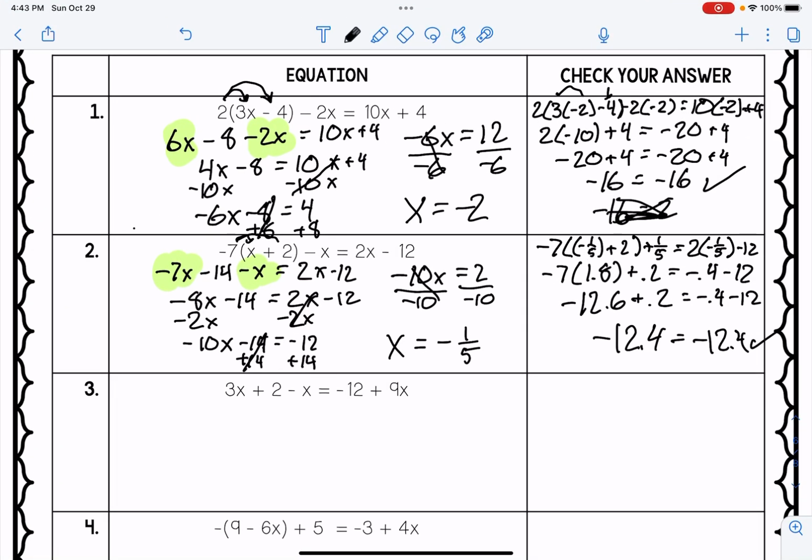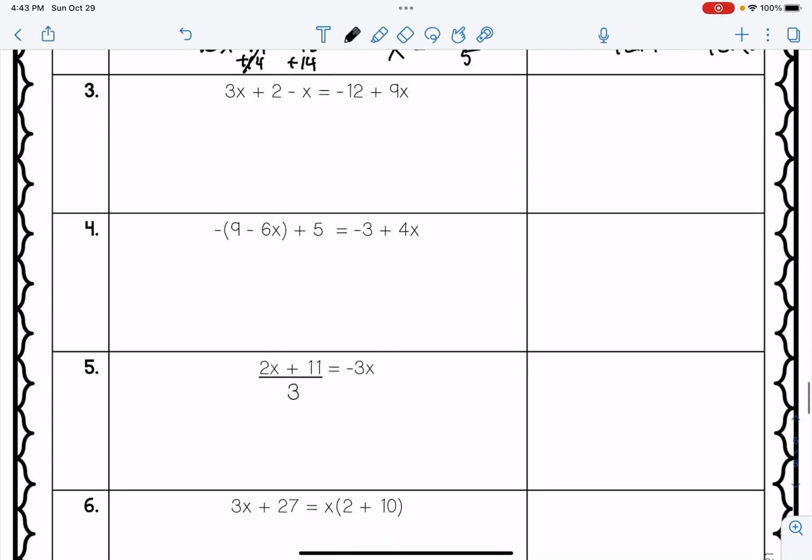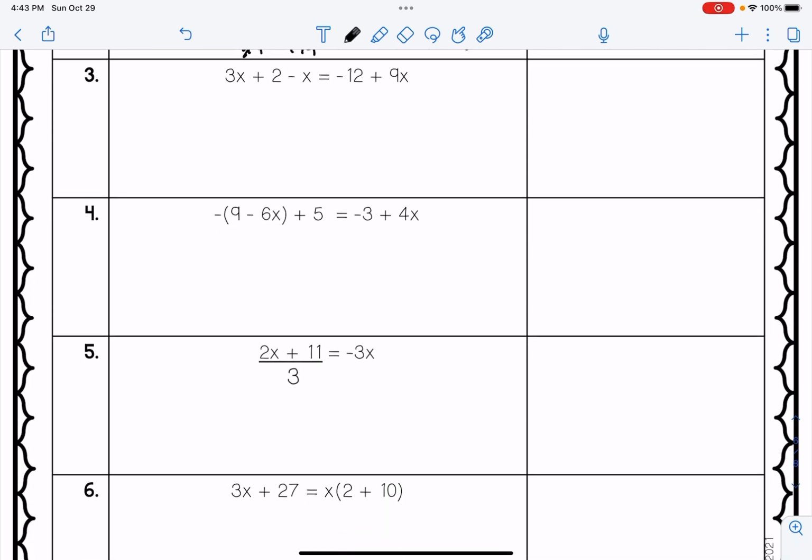All right, number 3. Here we go. No need to distribute. There's no parentheses, nothing I can distribute, so step 1 is done. Step 2 is combine our like terms. Over here I've got a 3x and a minus x that will combine. Other side we got nothing, so that's all we have to do here. So 3x minus an x will be 2x plus 2 equals negative 12 plus 9x.